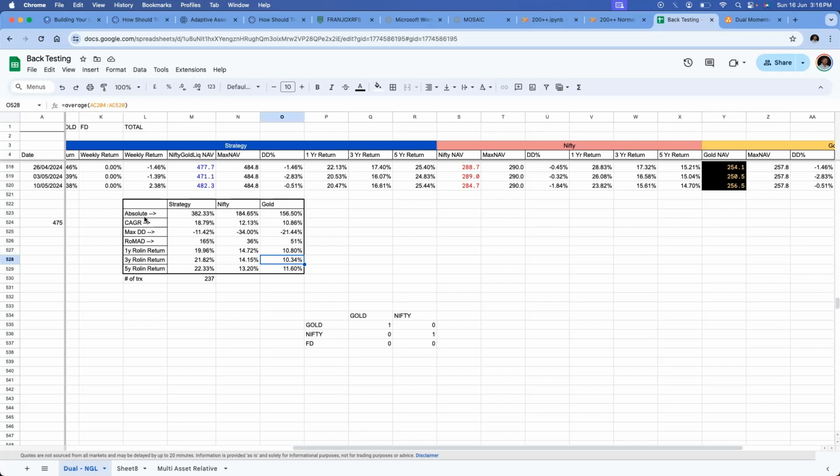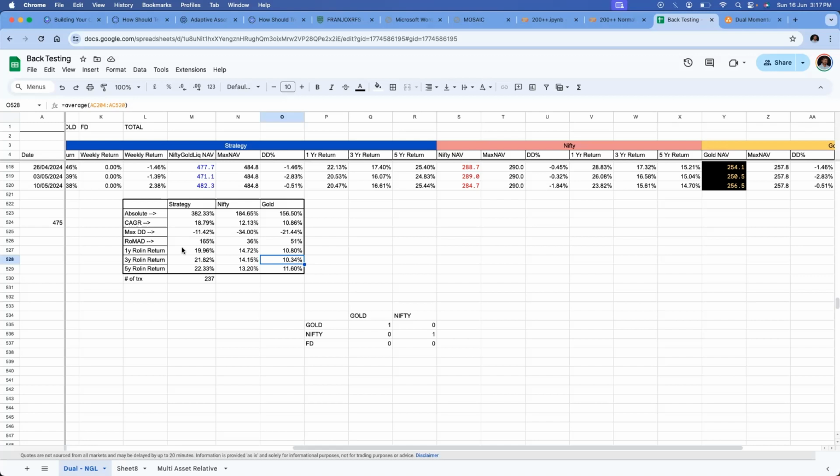Now, first we've got the raw data. Second, we have calculated the signal. Third, we have calculated the strategy's NAV equity curve. And fourthly, we have calculated the benchmarks' NAV as well as their equity curve. And we also calculated the maximum drawdown as well as rolling returns for the strategy and equity curve. We have summarized all these metrics. This completes the entire backtesting process.